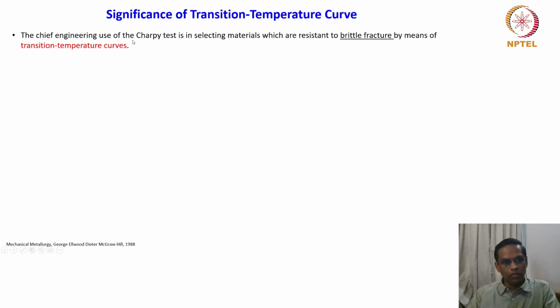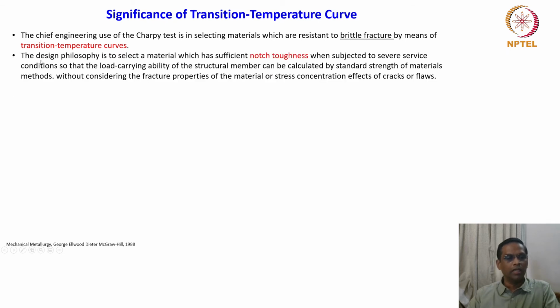The chief engineering use of the Charpy test is in selecting the materials which are resistant to brittle fracture by means of transition temperature curves. That's the primary use. The design philosophy is to select a material which has sufficient notch toughness when subjected to a severe service condition, so that the load carrying ability of the structural member can be calculated by standard strength of materials methods, without considering the fracture properties of the material or the stress concentration of cracks or flaws.